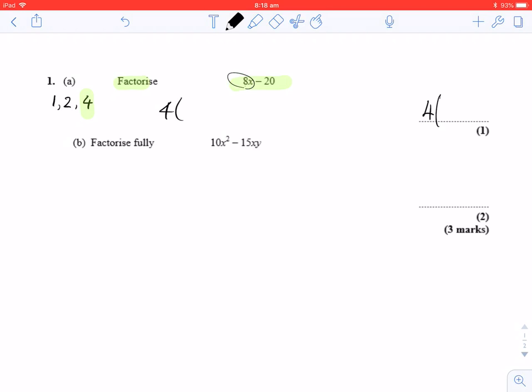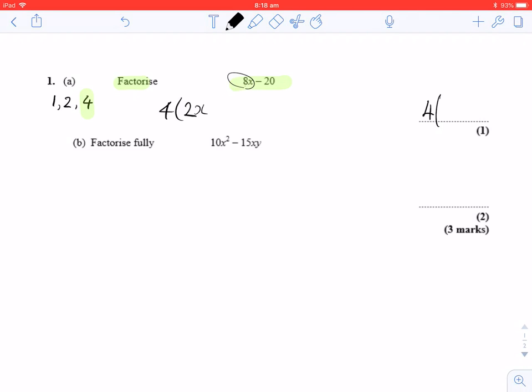So the way that we work is we do numbers with numbers and letters with letters. So what do I need to times the 4 by to get to 8? Well, that's going to be a 2. Now 4 times 2 will give me 8, but it won't give me 8x. So what do I need to times it by in order to give me 8x? Well, there needs to be an x on the inside there as well. So 4 times 2x will give me the 8x, so that part works.